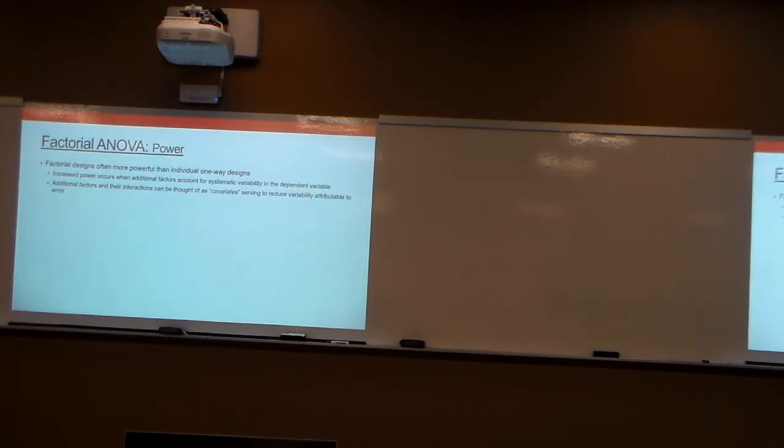Another thing to think about in terms of our factorial designs is that they tend to be more powerful than our individual one-way designs. What ends up happening is that when I start adding in additional factors, it starts accounting for variability within my data. I start to do a better job of accounting for differences in whatever it is that I'm measuring. These additional factors and interactions, you can think about as covariates in your model that start to increase the power of your test.